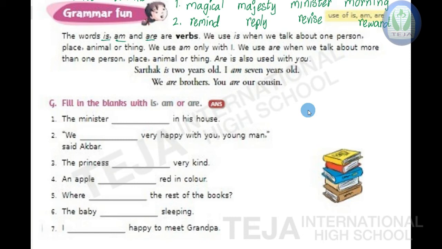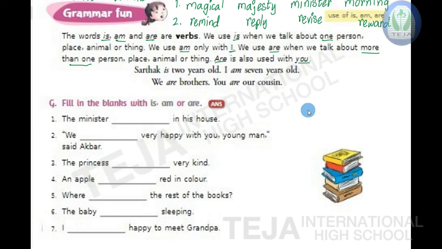So here, is, am, are. Is, am and are are verbs. We use is and am for the singular form and are for the plural form. So is used when we talk about one person, place, animal or thing. Am is used along with I. Next, are. The word are is used when we talk about more than one person, place, animal or thing.